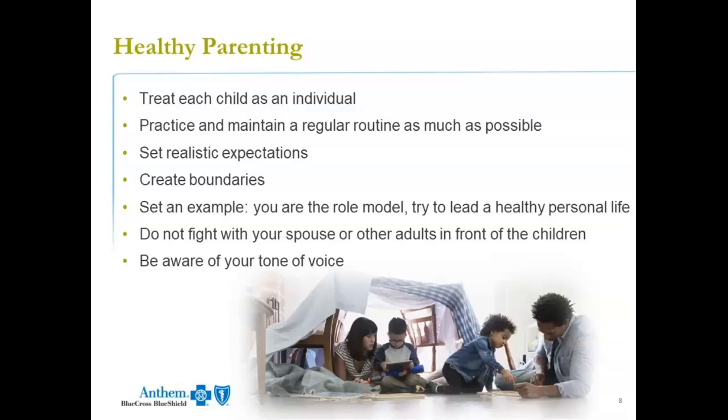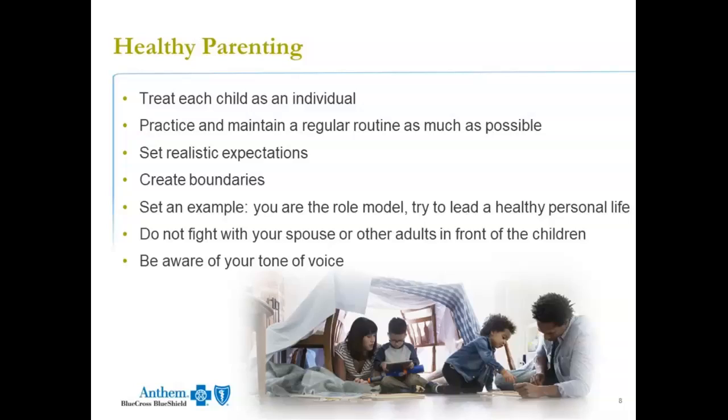Number 3, set realistic expectations. With that said, I mean to resist the urge to expect more of yourself or your kids than they are capable of giving or producing. Okay? Know what you're capable of, know what they are capable of, and work within those limits. Expecting more of them and yourself is going to set you up for a high-stress living environment.